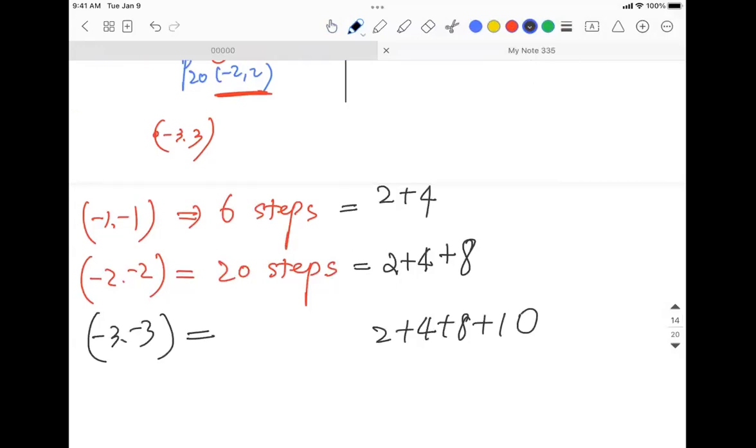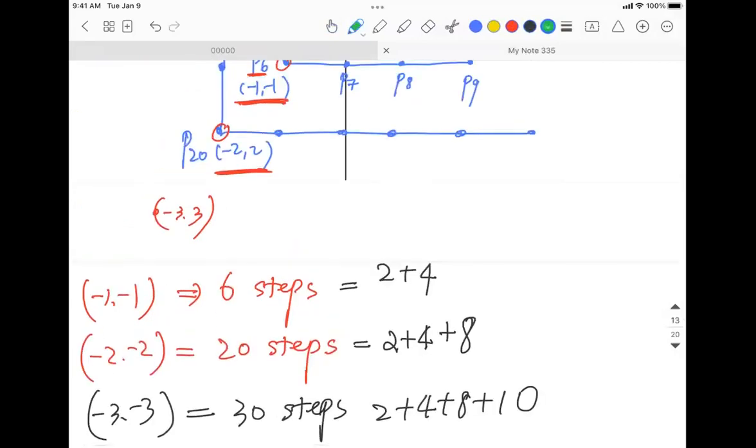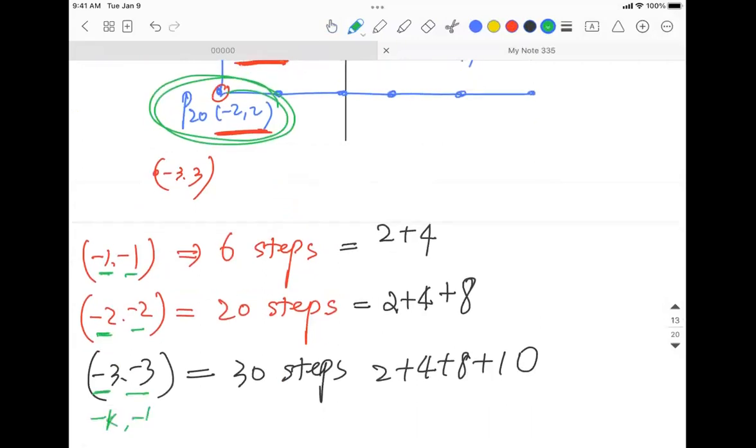This is kind of like 30 steps. Did you guys find out a pattern? So that being said, as long as you want to reach -k, -1, -1, -2, -2, -3, -3, if you want to go to -k, you probably want to go for 2 plus 4 plus... oh, excuse me. I think I got a typo here. This is 6, right? Yeah, this is my bad.